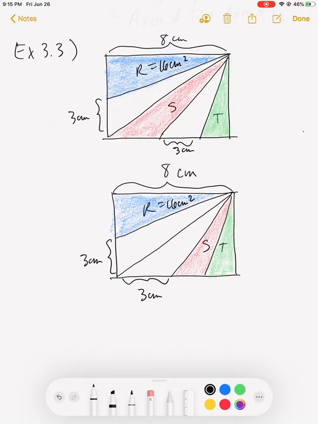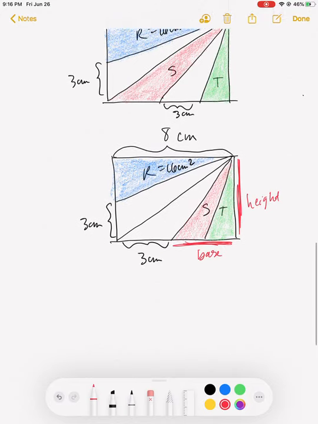Okay, so helpful information. Now S and T have a base and a height. Okay, so we need to find out what that is. Okay, base is this right here. The height is here. Okay, so find out what the base and height are. We can use clues from R and other parts as well. So that's my hint for that one.